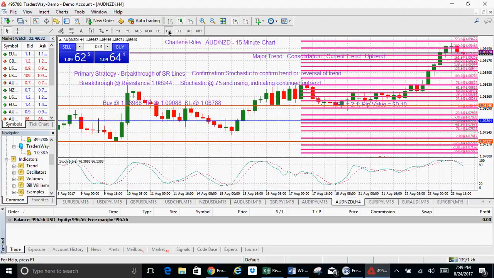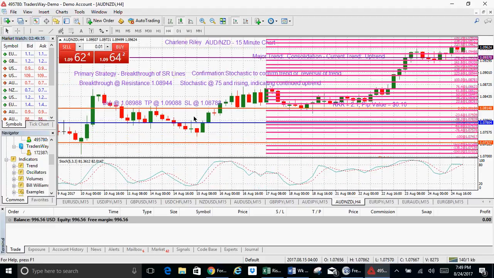Now, looking at the 4-hour chart, I see again that the market has been in an uptrend on the Australian dollar, New Zealand dollar, but that it is currently in consolidation. And I have the support and resistance lines that I plotted are still good, and the Fibonacci lines are also still good.